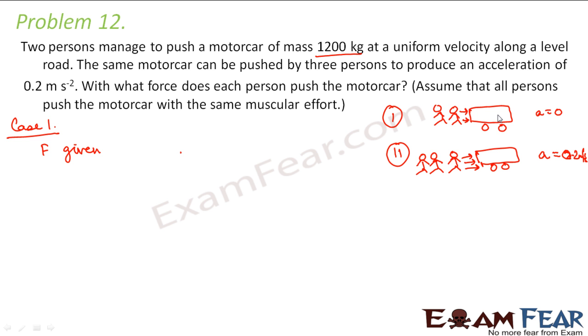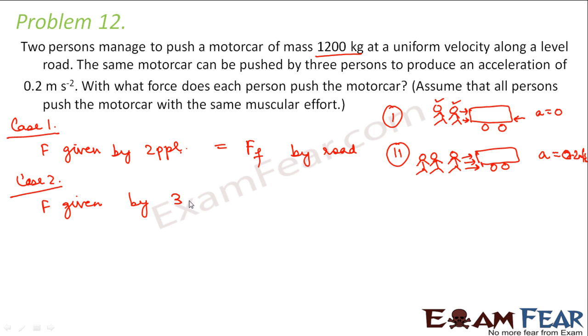That's what we studied. From Newton's second law, we know that if acceleration is 0, your net force has to be 0. Net force 0 means the total force given by these 2 persons will be equal and opposite to the force of friction, which is acting in the opposite direction, right? So we can say that force given by 2 persons will be equal to the force of friction which will be exerted by the road on the vehicle, right? In the second case, what happens?